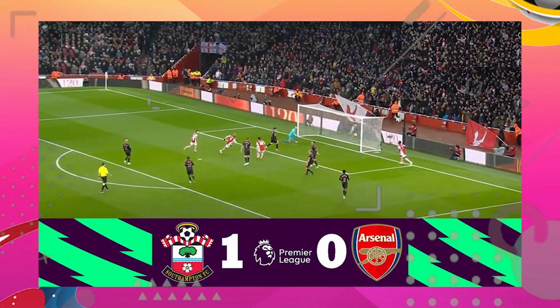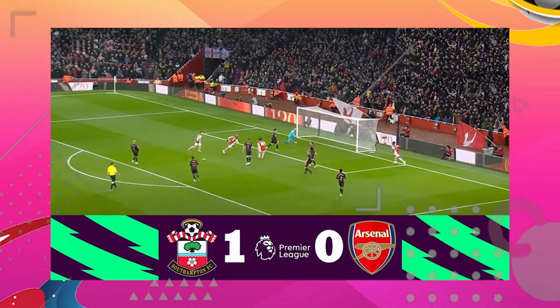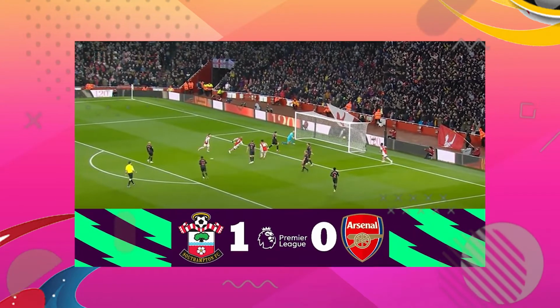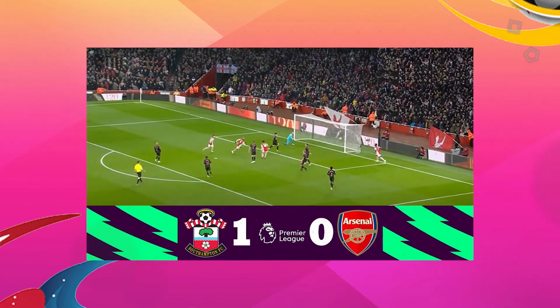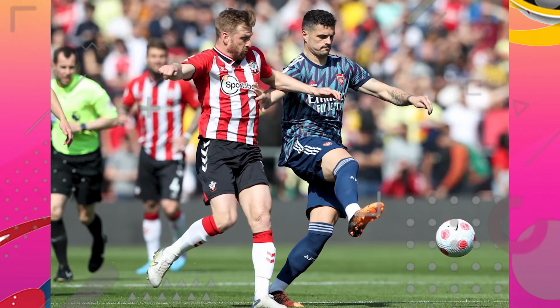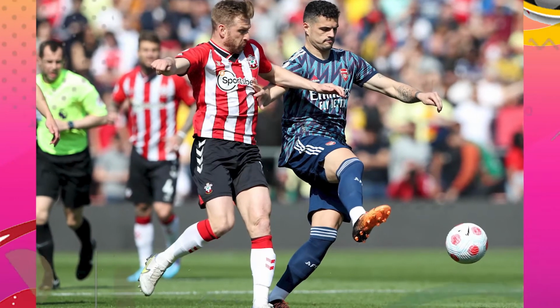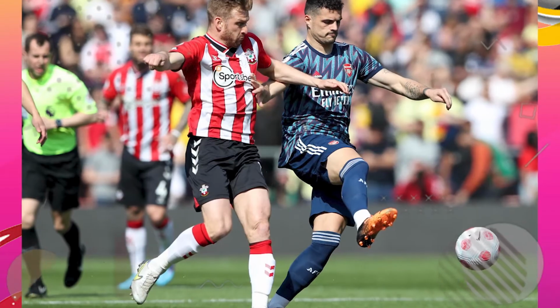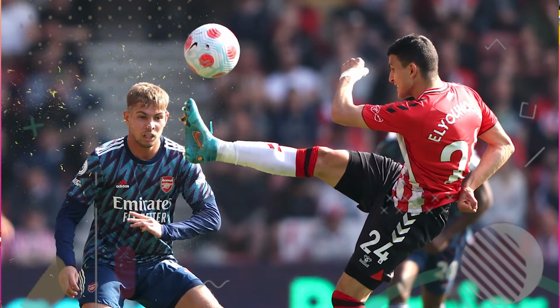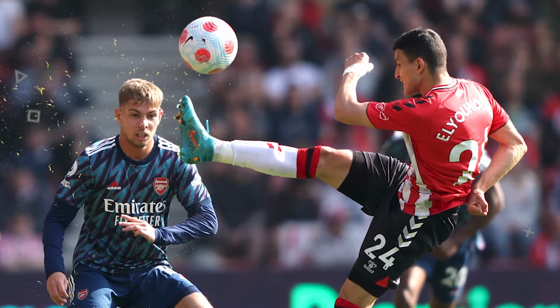The last one is news from the Southampton vs Arsenal match results. Arsenal faced Southampton in the 33rd week of the Premier League 2021-22, Saturday the 16th of April 2022. This Premier League match at St Mary's Stadium ended 1-0 in Southampton's favor. Southampton opened the scoring through defender Jan Bednarek's goal in the 44th minute. The goal was ultimately the difference.